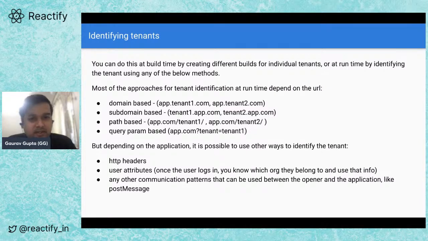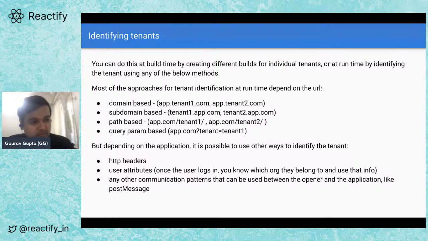So identifying the tenant at runtime generally depends on the URL. So you can have domain-based multi-tenancy, subdomain-based, path-based, query param-based, any part of the URL basically, even hash also. So there are some examples that I mentioned about how the URL would look if you were to identify the tenant information from the URL.